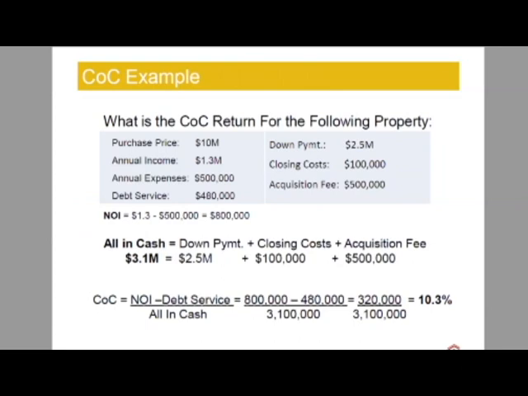I know there's a lot of stuff on this page, I apologize. It's our same example from before, all right? Same net income, same debt service, all in cash. Let's take a look at that one right there. It's $3.1 million. That includes the down payment, our closing costs, and our acquisition fee to our companies or the members who are buying this property.